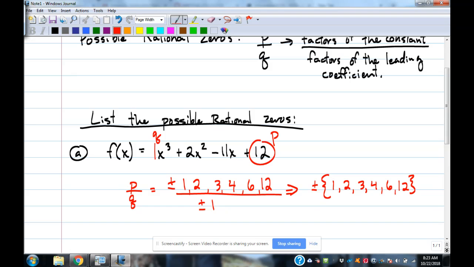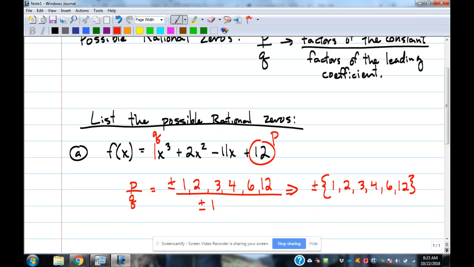What that means is this polynomial, if it has a rational 0, it will be in this list. It'll either be plus or minus 1, plus or minus 2, plus or minus 3, plus or minus 4, plus or minus 6, plus or minus 12. It'll be one of those numbers. So we've narrowed down the possible rational zeros from every number in the world to only these 12 possible ones.